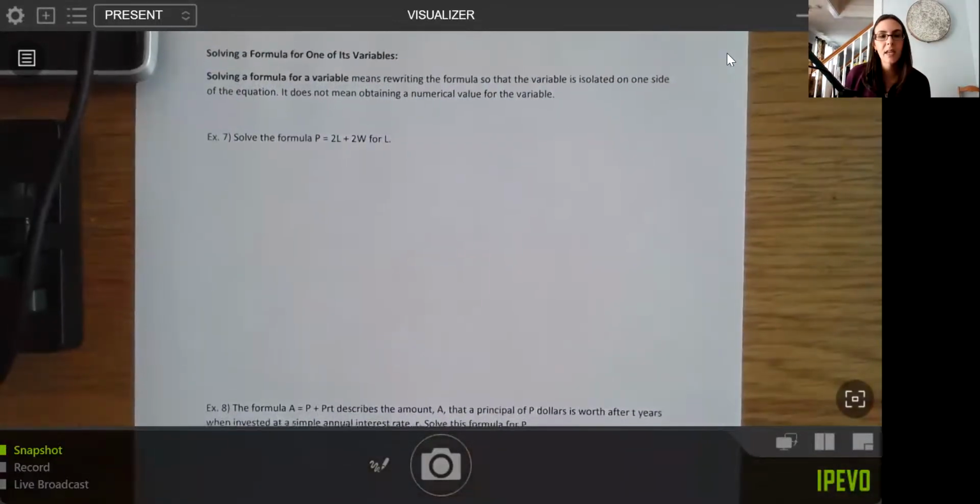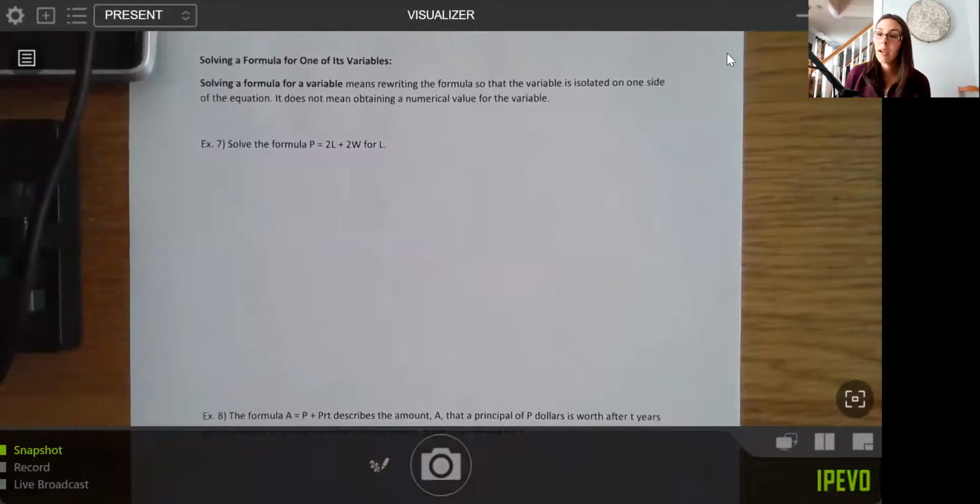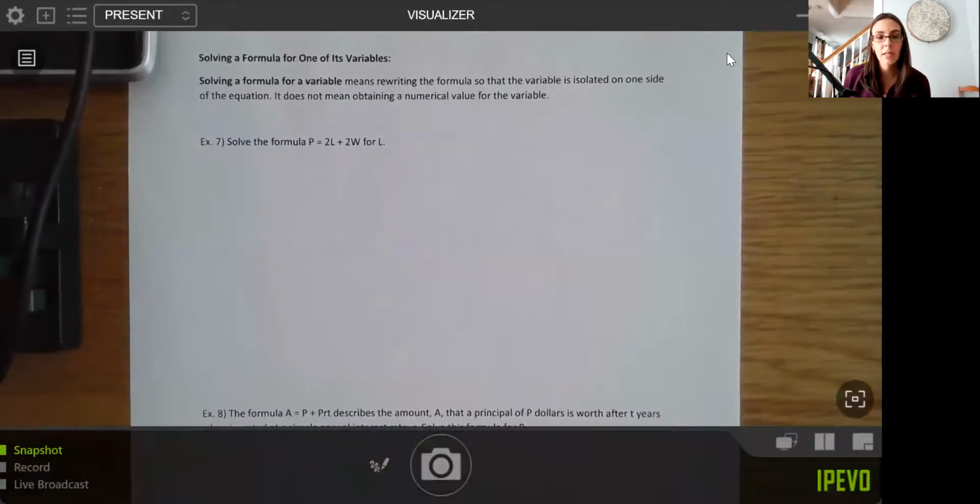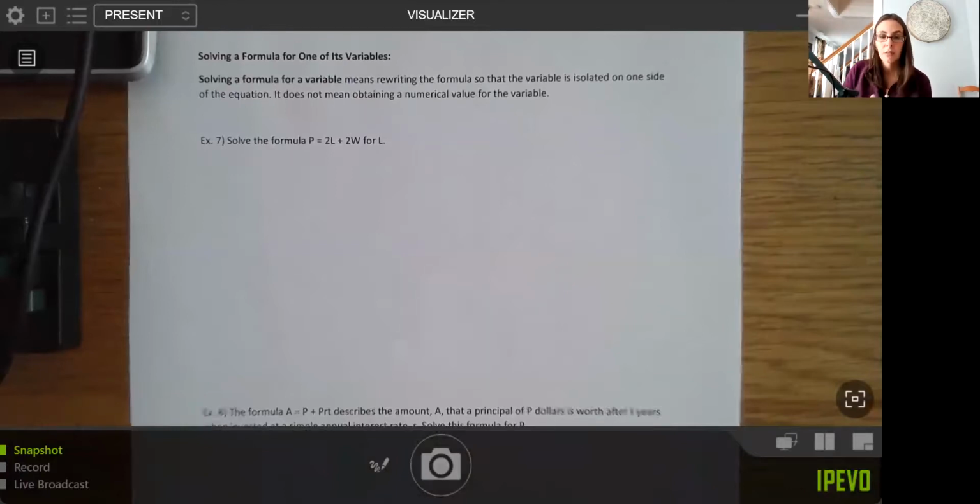All right, so one last thing I want to talk about. We've been using a lot of different formulas, a lot of different equations here, but of course you can also rewrite equations. We can rearrange them.